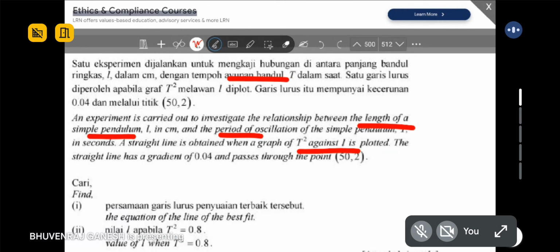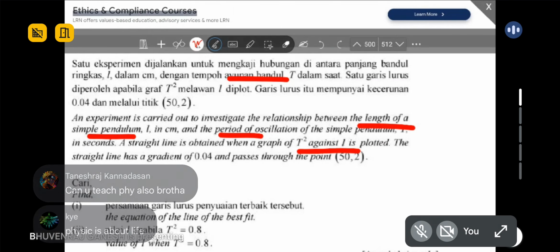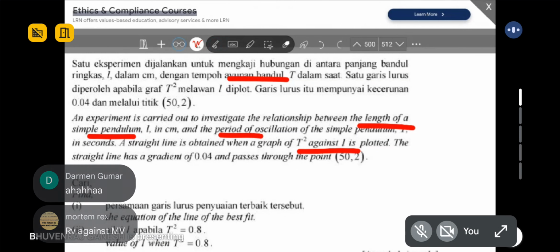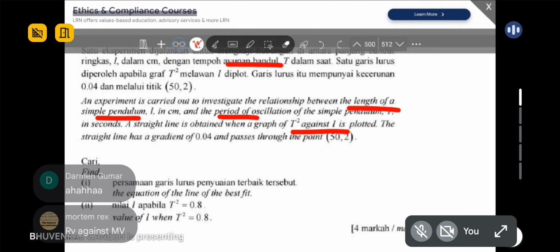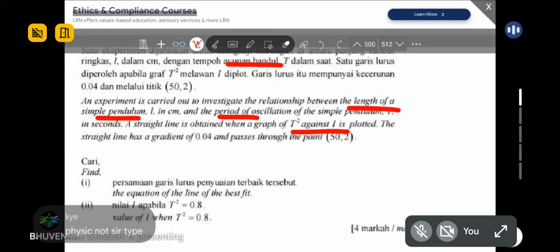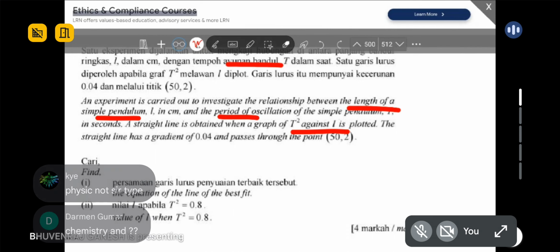So how to tell the equation? No, I don't teach physics. Physics is not my specialty. My specialty is maths and admaths. Dua ni saja. Okay, RV against MV. Yes, correct.